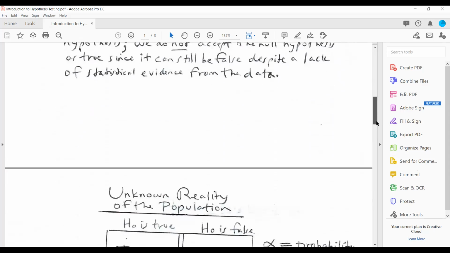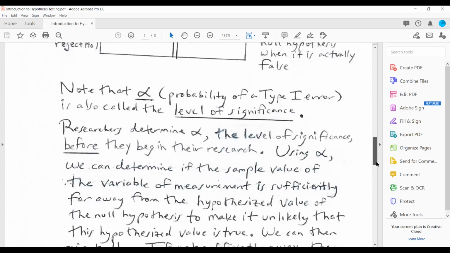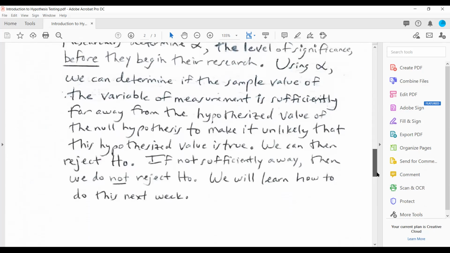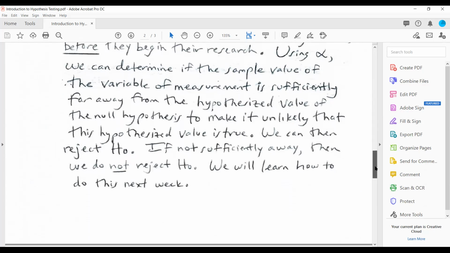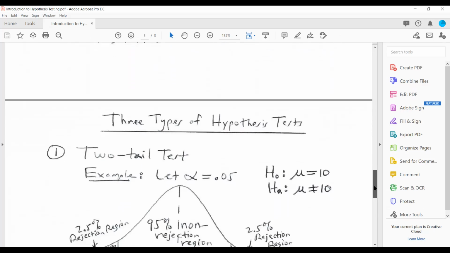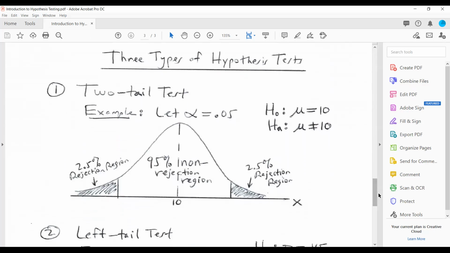So this will become clear when we actually do some examples. All right. So that's the key. Is it sufficiently far away? Is this sample statistic sufficiently far away from the population parameter that we can justify rejecting the null hypothesis and saying the alternative hypothesis is true? Now, there are three, as Dr. Williams showed, there's three types of hypothesis tests.